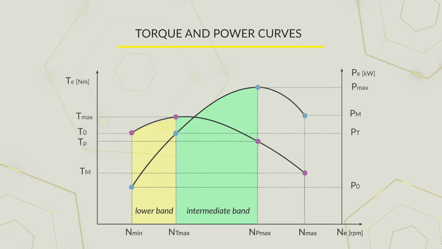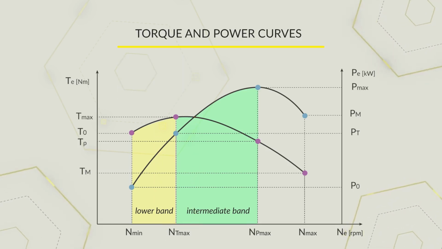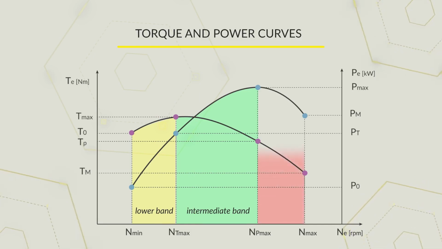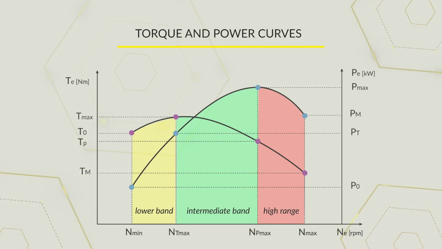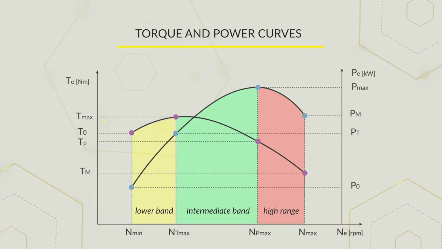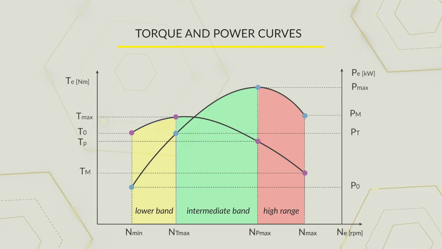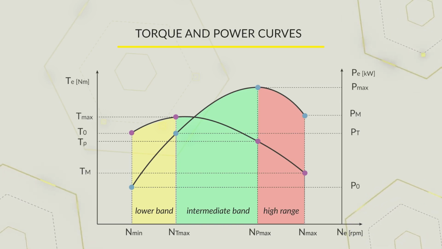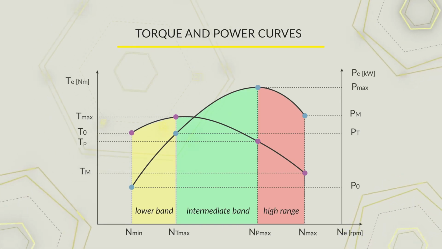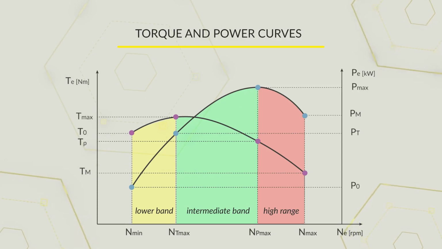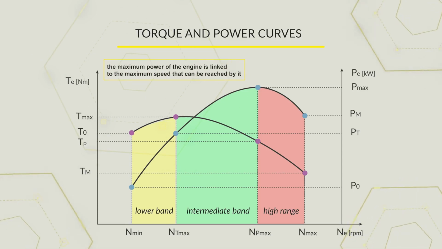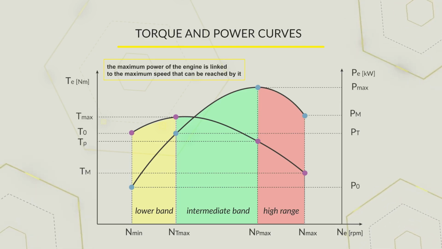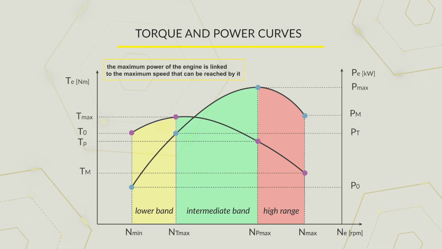Finally, the range between engine RPMs at maximum power and maximum engine RPMs is called the upper or high range. The greater the full load engine torque in this band, the greater the horsepower. As the maximum torque is physically linked to the maximum acceleration capacity of a vehicle, the maximum power of the engine is linked to the maximum speed that can be reached by that vehicle, not counting the friction, of course.